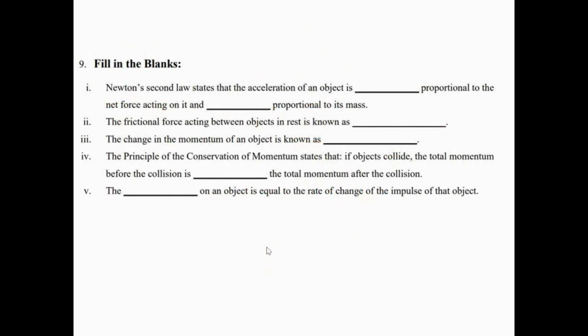Now we have to answer the fill in the blanks. So please read the questions very carefully before you answer. Newton's second law states that the acceleration of an object is dash proportional to the net force acting on it and dash proportional to the mass. So we have to write the formula for getting the answer, as we already know, F equal to ma. So I'm going to rearrange this equation in terms of acceleration. Therefore, acceleration is equal to force over mass.